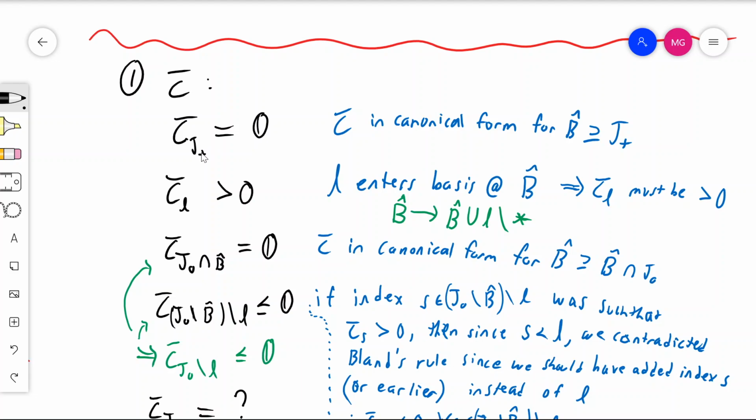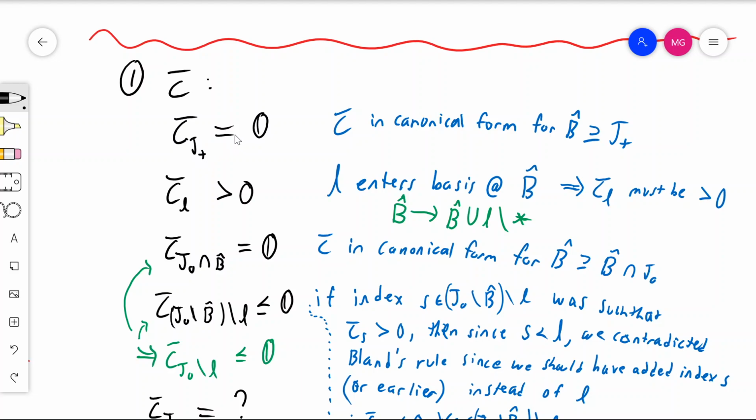First, take a look at the J plus components. So I mean the partition here, we're going to partition C bar in terms of that original partition, the J plus, the J0, and the J minus. And then we'll use that partition and then convert into this other partition that we care about.